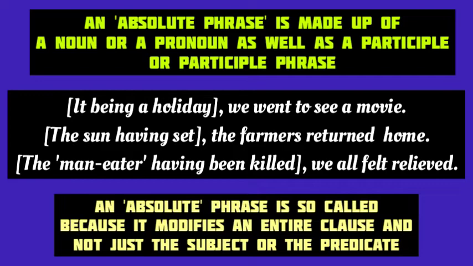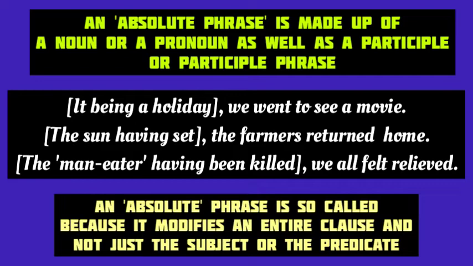In the sentence, it being a holiday, we went to see a movie, it being a holiday is an absolute phrase. The absolute phrase here consists of the pronoun it and the participle phrase being a holiday. The phrase here modifies the entire clause we went to see a movie by stating the cause of our going to see a movie.